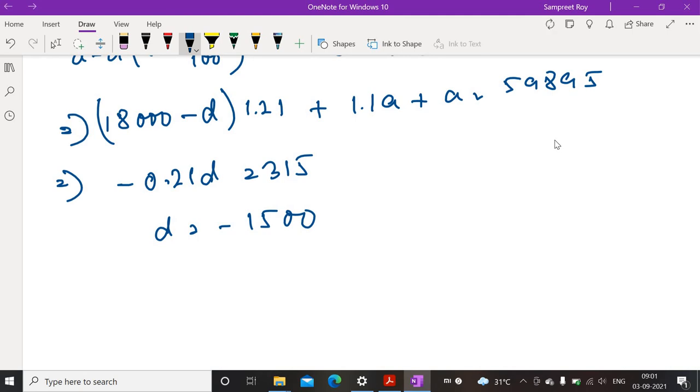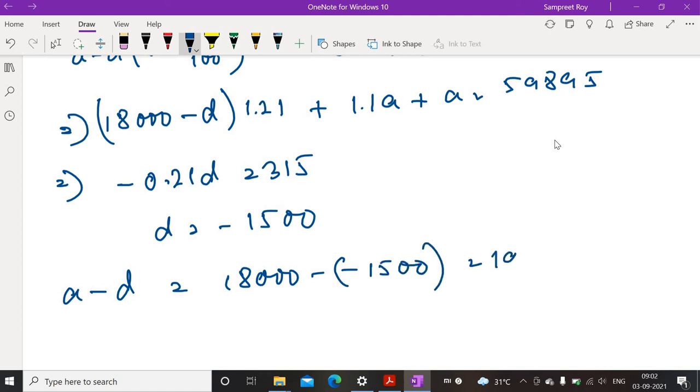So we have found d. We can easily find the first installment, which is nothing but a minus d, which is 18,000 minus of minus 1500, right, which is 19,500.